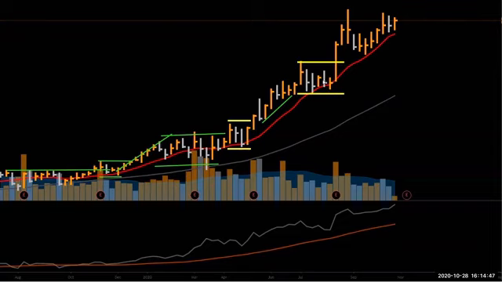And then finally, this would be your third stage base. And even a third stage base is starting to get a little bit late in the game.